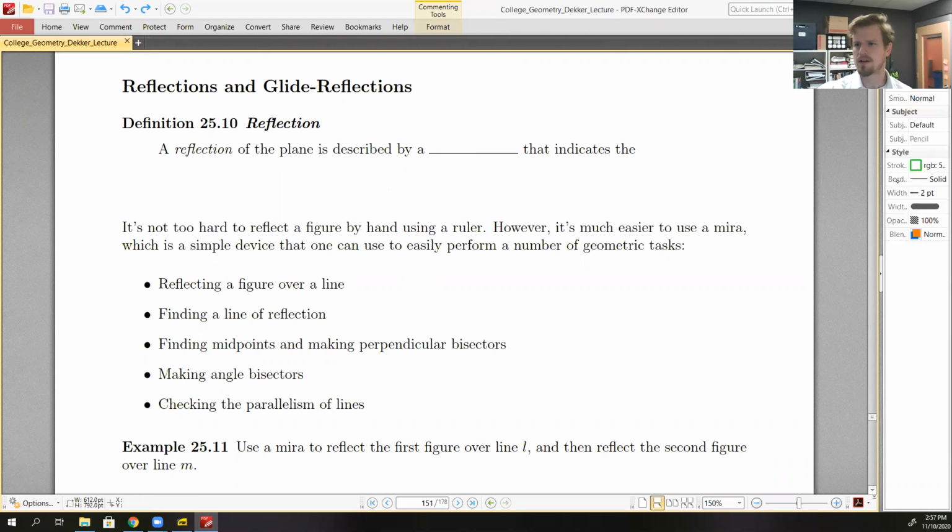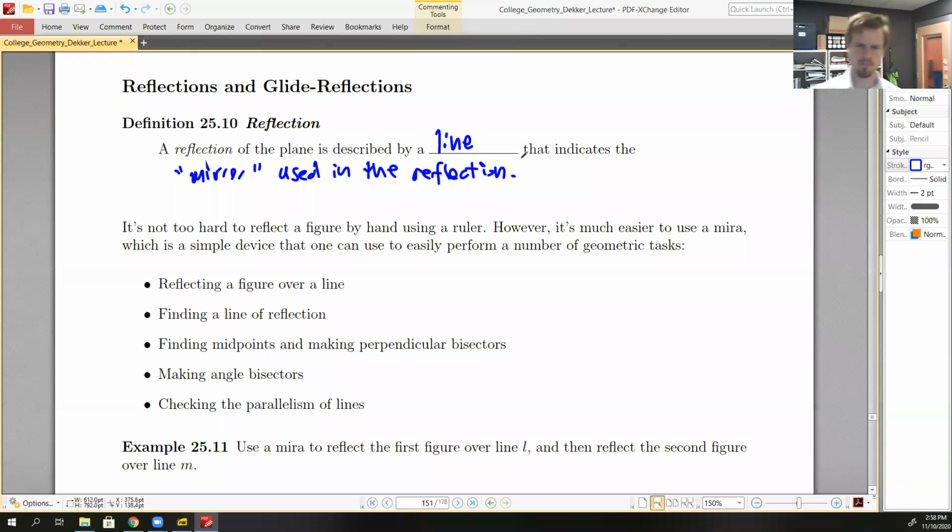So a reflection of the plane is described by a line that indicates the mirror used in the reflection. So we can reflect a particular image using a ruler.